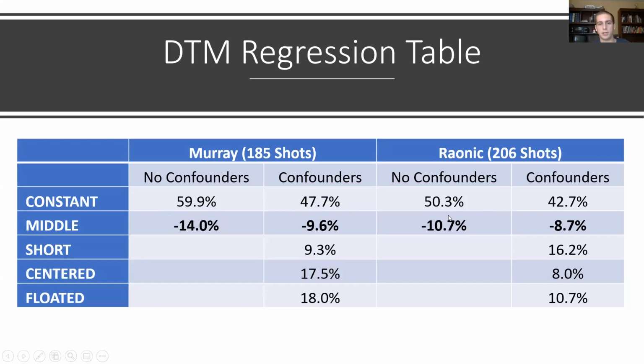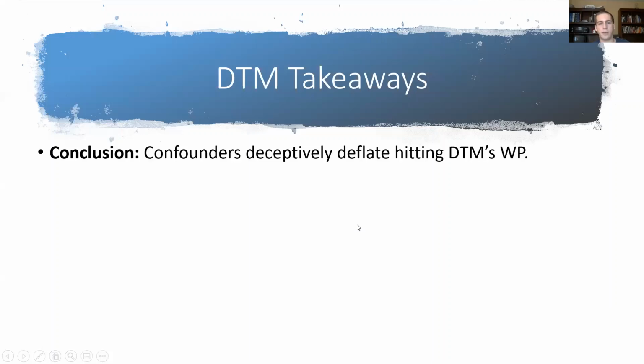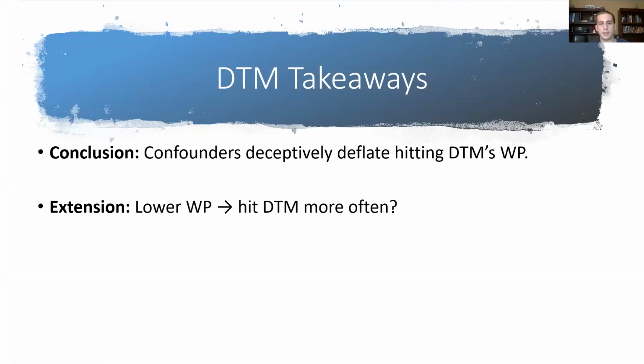So Murray's win probability when hitting down the middle is 14% lower, the raw win probability, yet the more accurately determined impact is only 9.6% worse. Same thing for Raonic here. What appears to be 10.7% worse is really only 8.7% worse. So what we take away from this is that, just like approaching the net was deceptively inflating the player's win probabilities, the confounders are deceptively deflating the player's win probabilities when they hit down the middle.